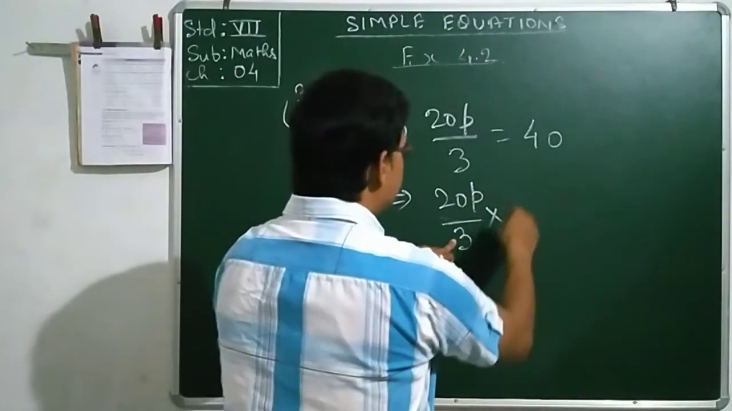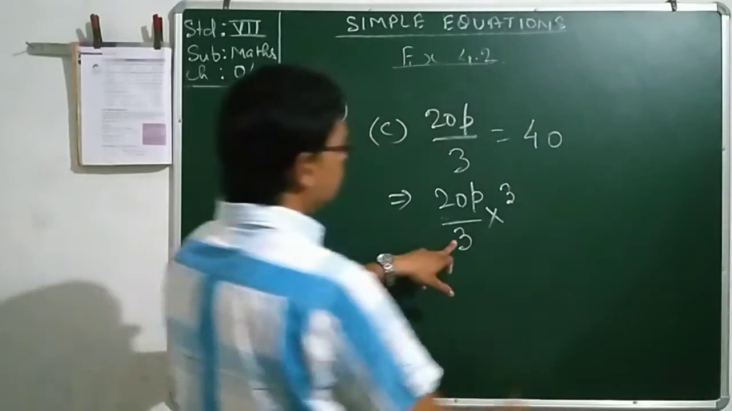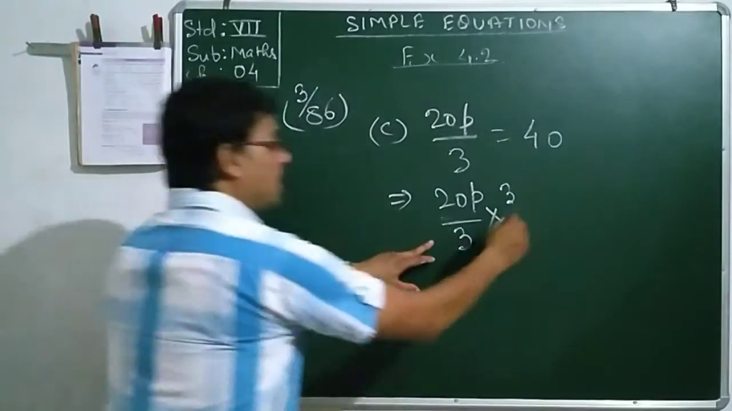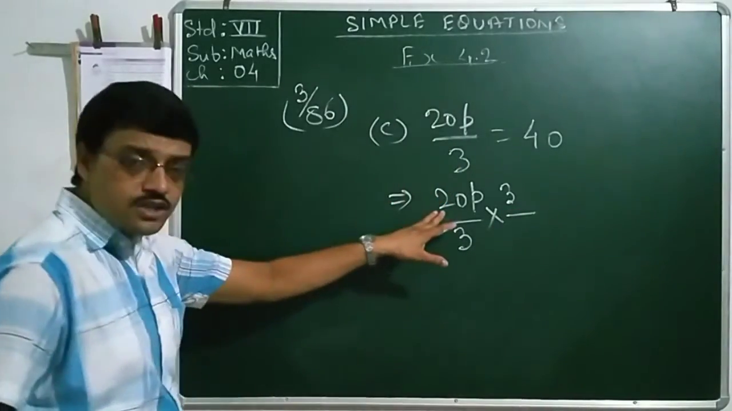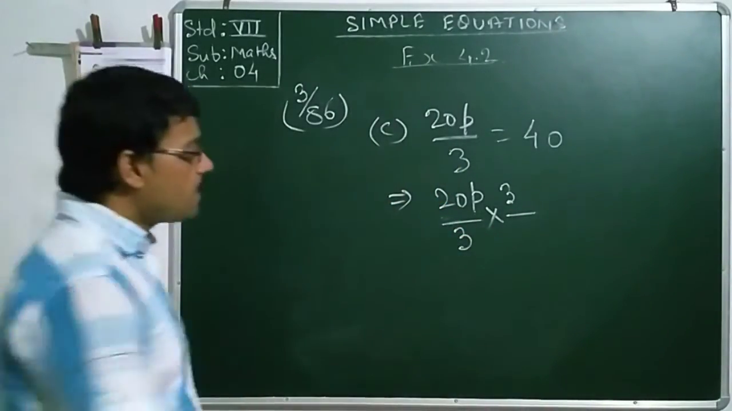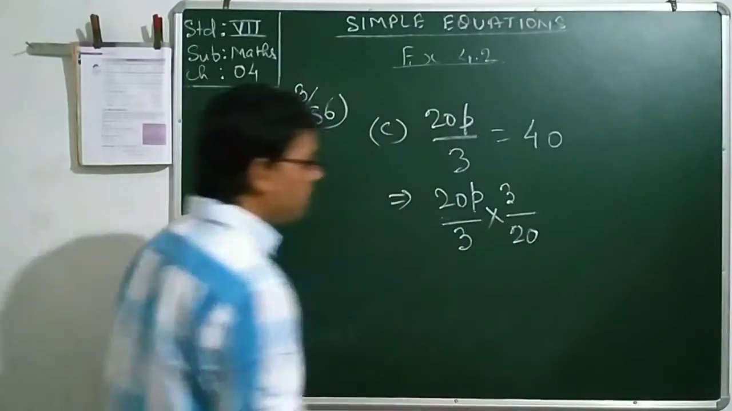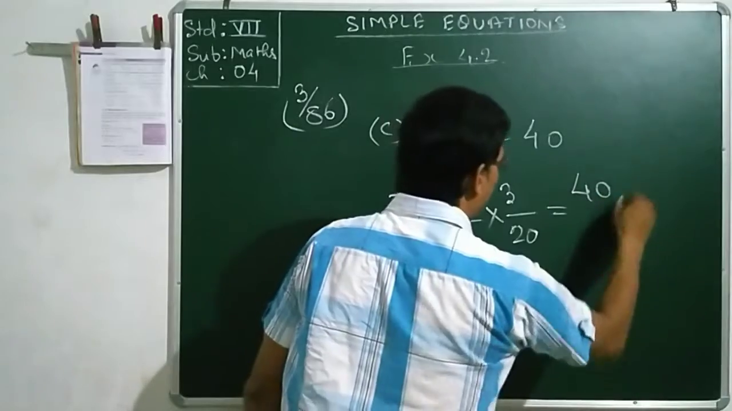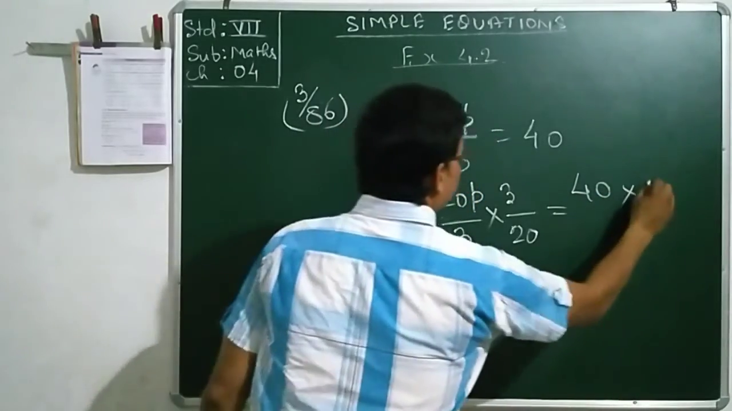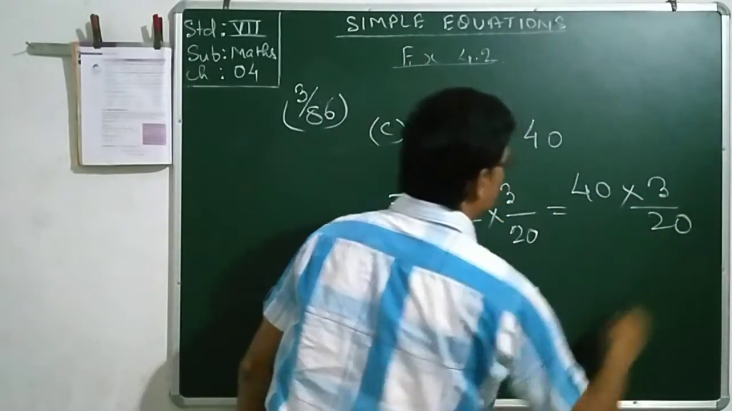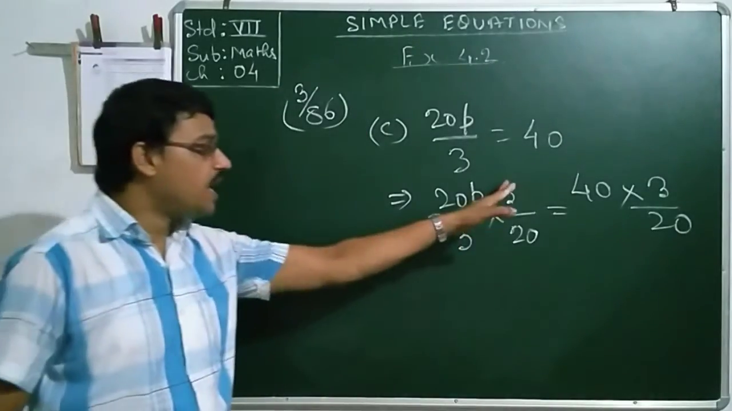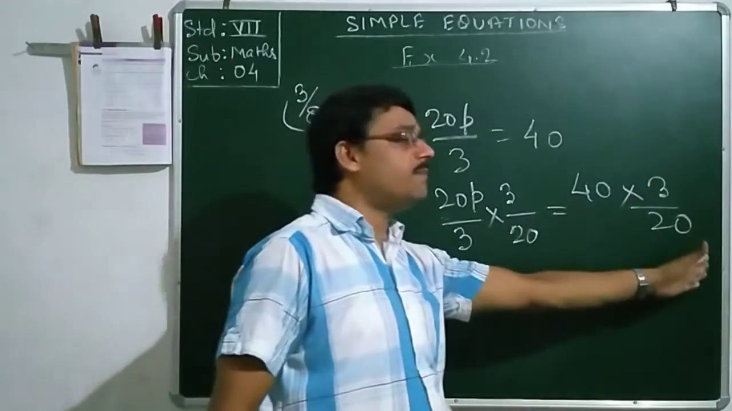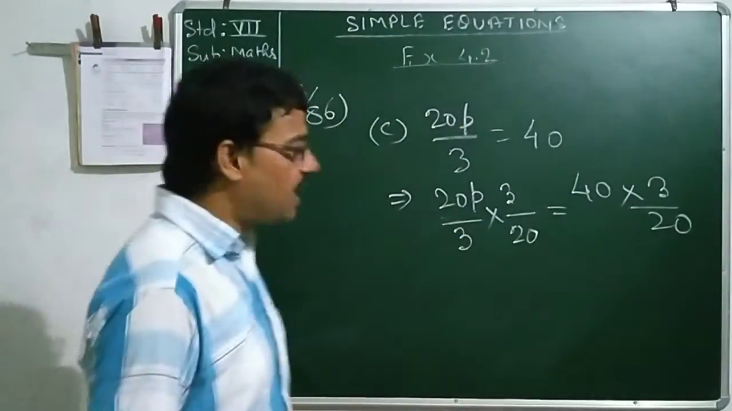to reduce this 3 in the numerator of the LHS, and to reduce this 20 in the denominator. Very similarly, we have to write here 40 into 3 by 20 here also, because we have multiplied 3 by 20 in the LHS, so we need to multiply by 3 by 20 in the RHS also.